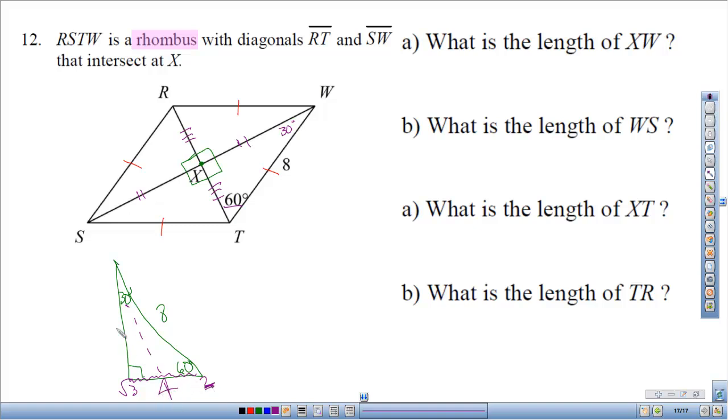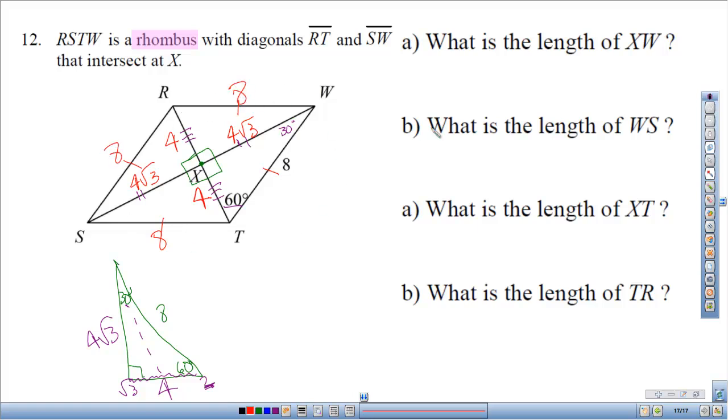Now from the short side to the medium side, that's bigger. I need to multiply. It would be 4 square root 3. So let's see if I can write those in. This is 4, and this side is 4 square root 3. In fact, I can go one more step. Because the rhombus is a parallelogram and the diagonals get bisected, this 4 is actually over here as well, and that 4 square root 3 is over here, and all of these are also 8 because of that.